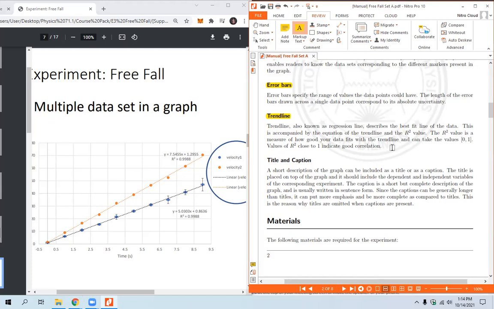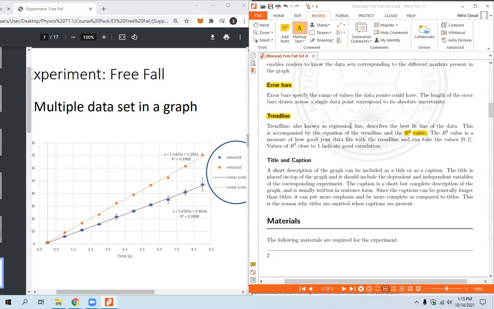Ang isang kaakibat ng trend line normally ay ang R-squared value. Your R-squared value is a measure kung gaano kaganda ang fit ninyo. Sige, questions? Paano mo ko yung trend line? Yes, we will discuss that later. Maya-maya. Abangan. So yun yung next section natin.